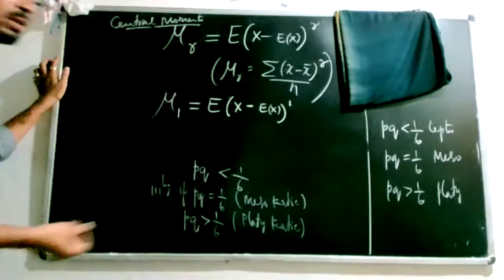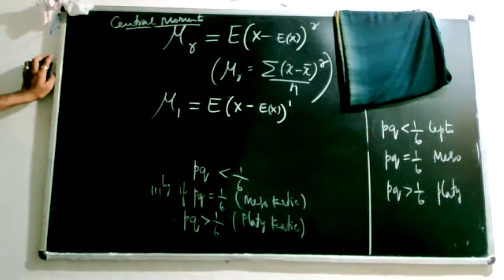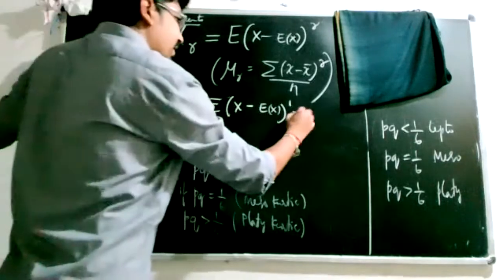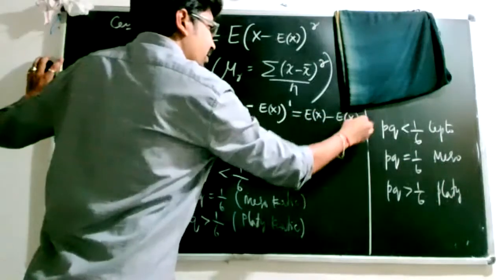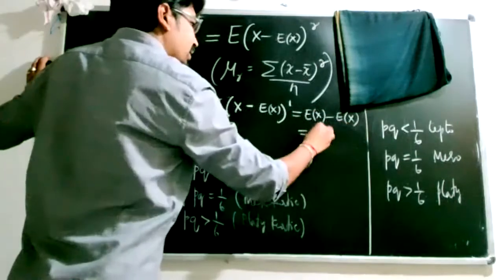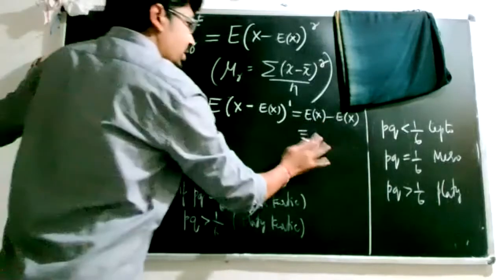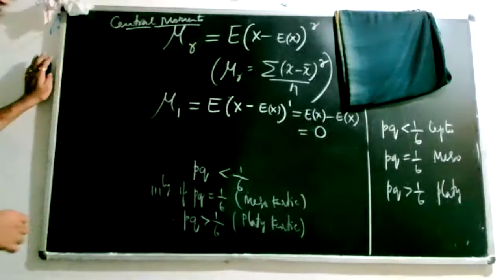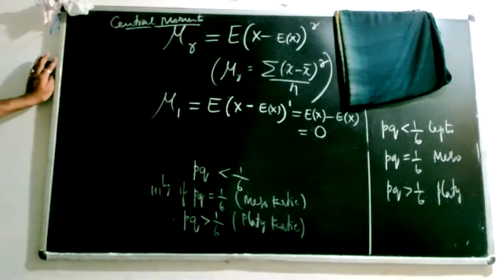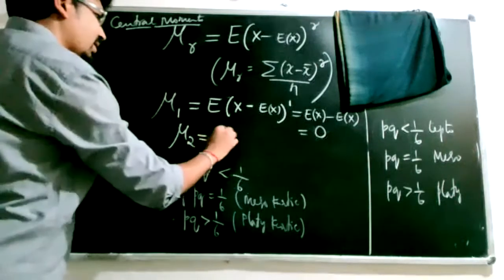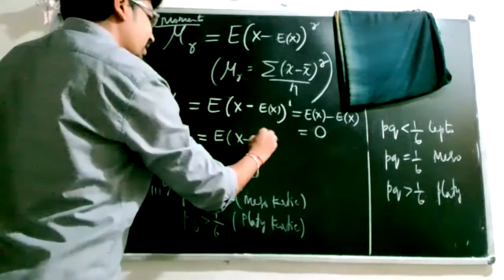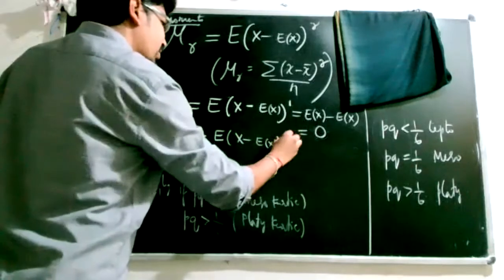1. And this is nothing but the total of x minus x bar. When you simplify this, you will get e of x minus e of x, and e of x is again e of x. So the first moment automatically comes to 0. Now similarly, when you look into the second moment, it is e of x minus e of x whole square.